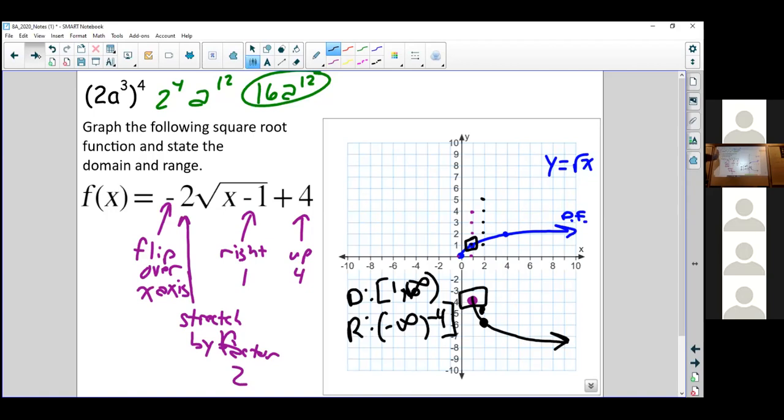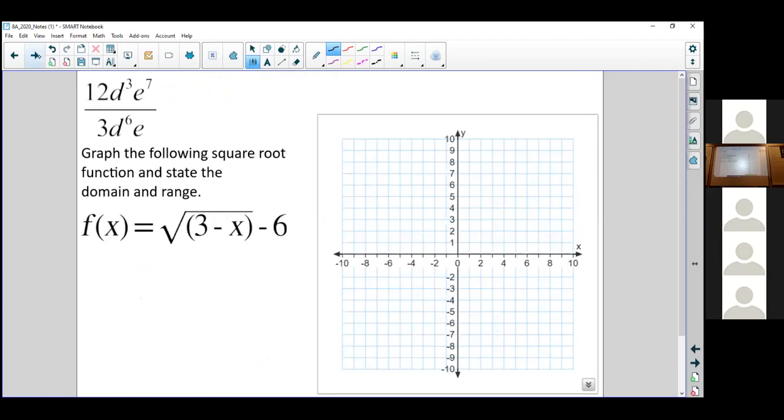Let's see, next slide. So the very top problem has nothing to do with the bottom problem. So 12/3 becomes 4. Tug of war with the D's, the bottom wins by 3. That's e to the first. Tug of war with the E's, the top wins by 6. So that's that problem all worked out.